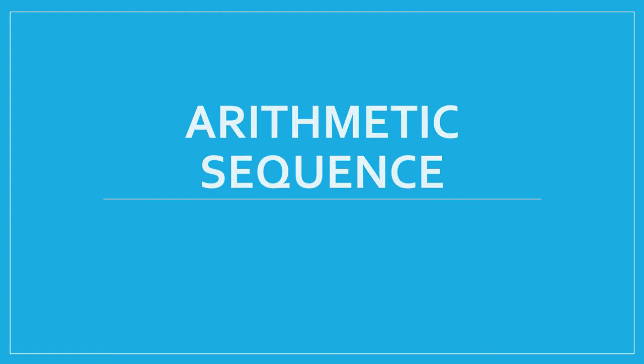In this video, we're going to discuss the arithmetic sequence, specifically how to determine the specific term and the number of terms. Let us start first with a formula. The formula that we're going to use will be a sub n is equal to a sub 1 plus the quantity of n minus 1 times d.